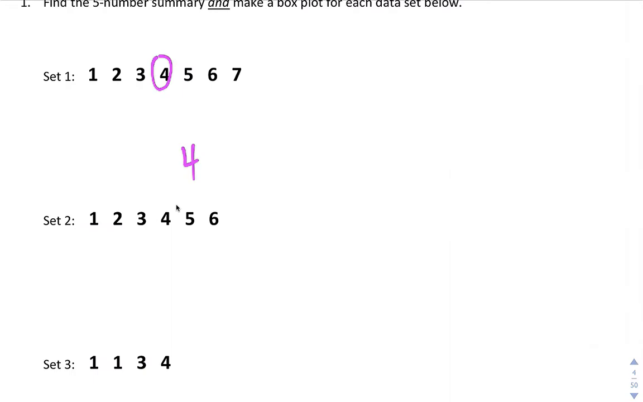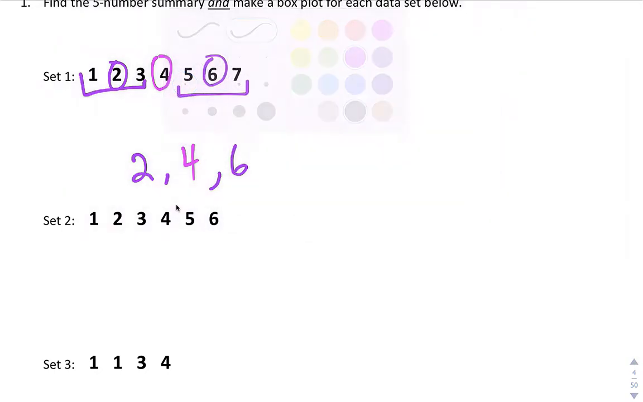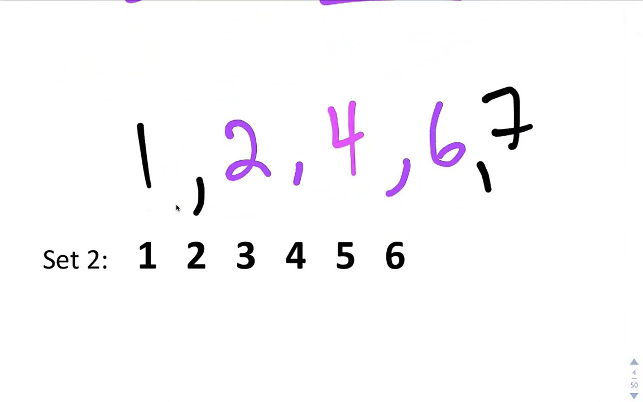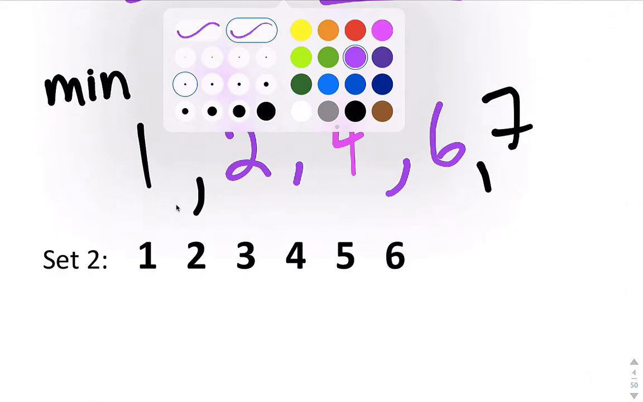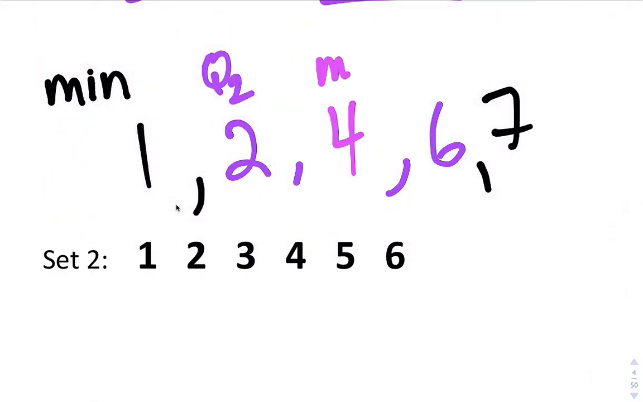To find Q1, we look below the median, all the numbers below, and find the middle. So here is Q2, and let's find Q3. Look above the median, and the middle would be 6. And then you have your min and max. I'll write those here. So when you see the numbers like this, you can write this in your assignment. I'm going to assume the first number is the min. I'm going to assume the second number is Q2. I'm going to assume the median is your middle number.